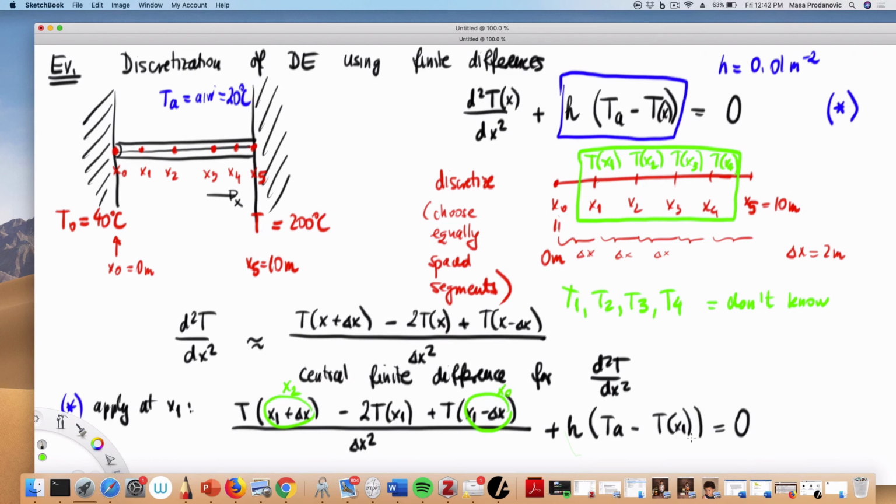So this is an equation in T1, T2, and T0. I know T0, so it's actually not an unknown. That's stuff that I know. Yes? So we're just going to now sort it out. So this is times delta x squared. So I have T2 minus 2T1 plus T0 plus h times delta x squared times Ta minus T1 is equal to 0. I'm going to isolate it a little from the top.